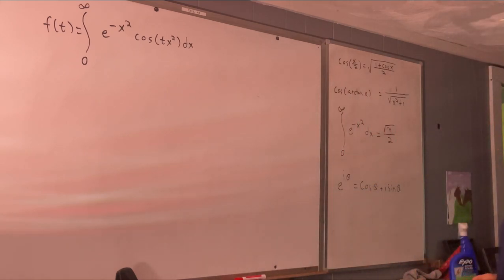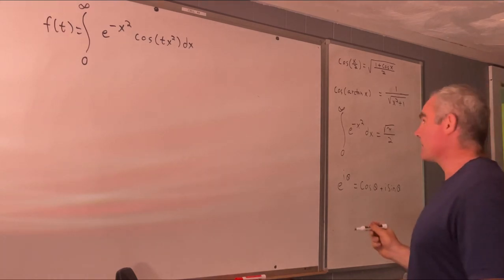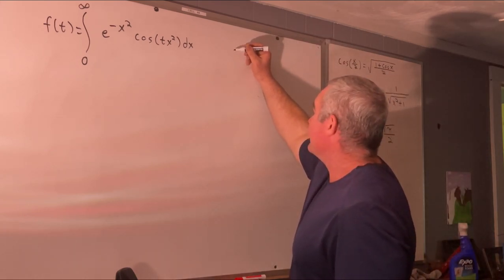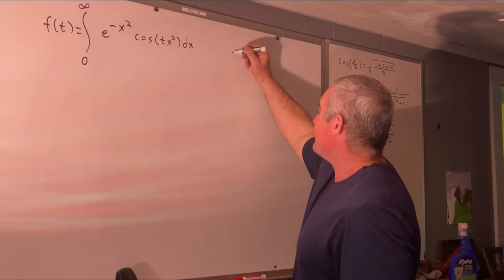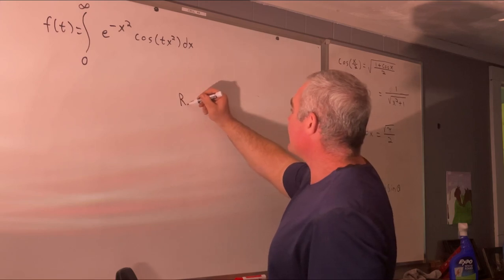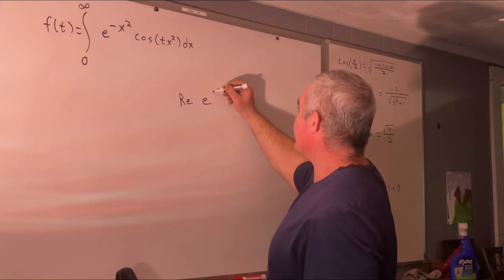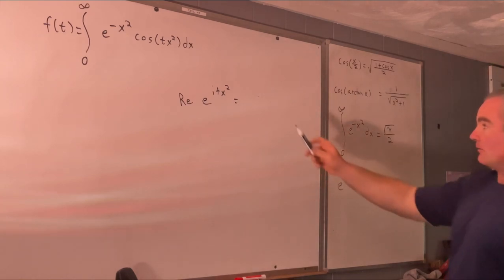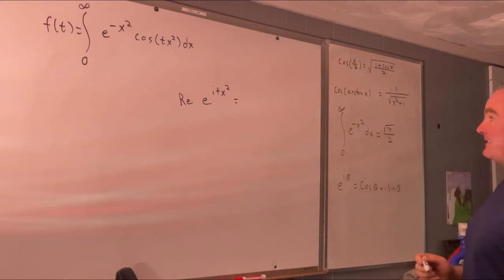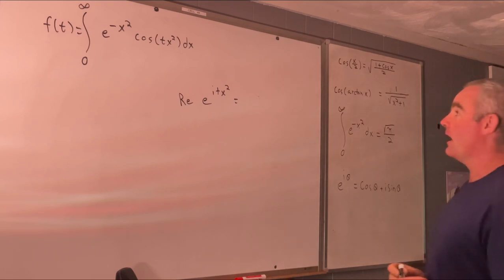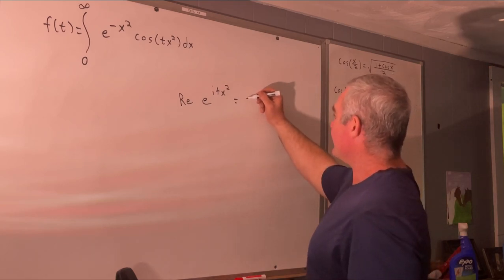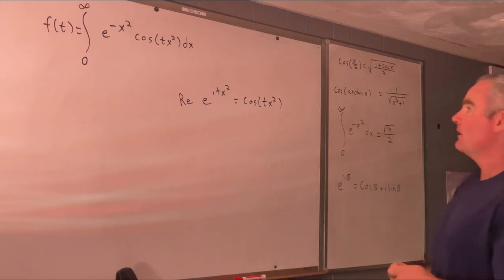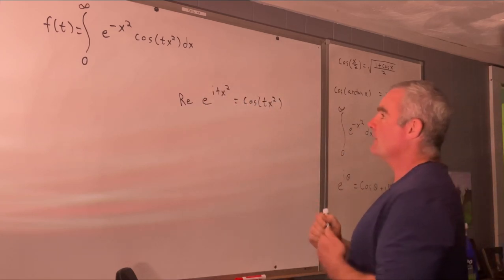All right, so let's get started with actually solving this. The first thing we want to do is use Euler's formula. Let's take the real part of e to the i t x squared, which is equal to the real part of cosine of tx squared plus i sine of tx squared. So the real part of this is simply cosine of tx squared. All right, so we're going to use this on our f of t.